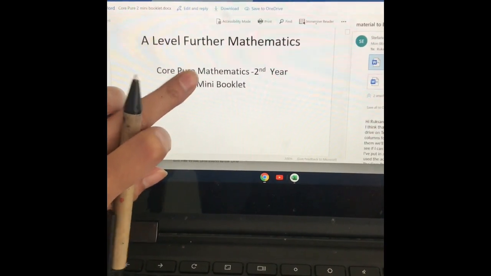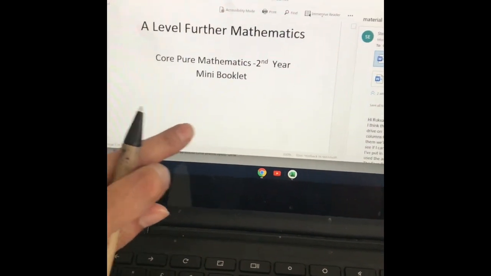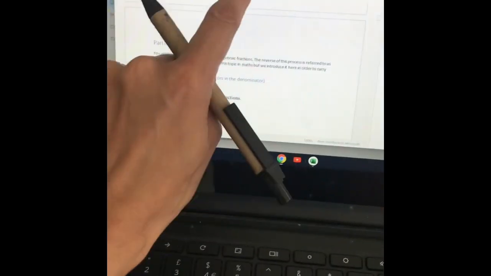Okay, so we are looking at the A-Level Further Maths second year mini booklet, which you should have received in the post. And I am going to have a look at this topic here, partial fractions. So let's have a look. So it says partial fractions.